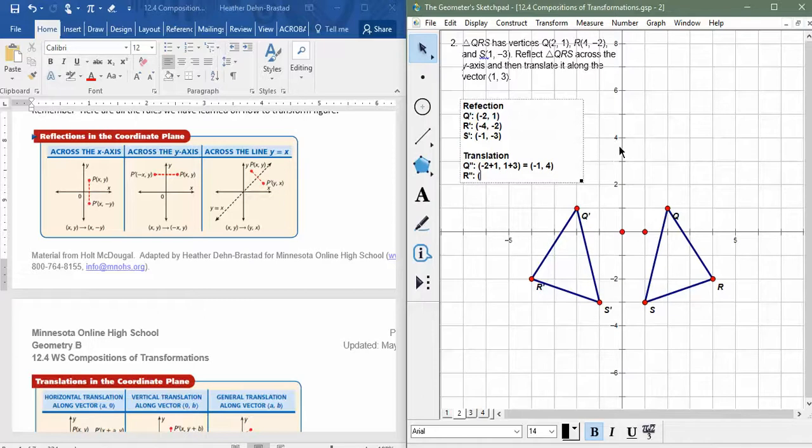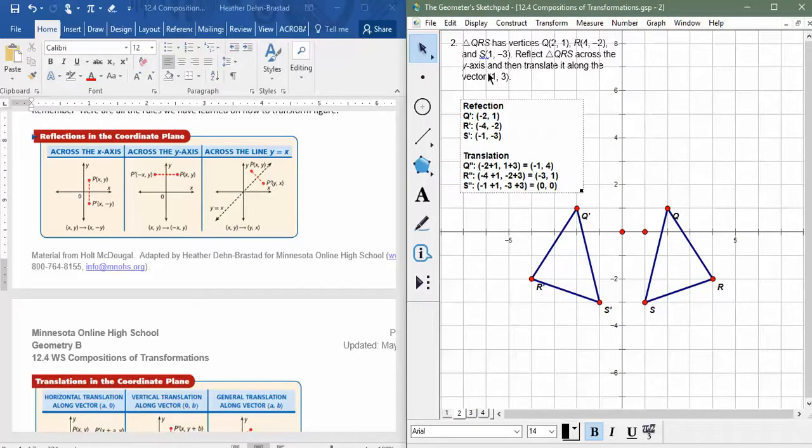So R prime x coordinate was -4, and I need to add 1 for the horizontal component, and its y coordinate was -2, and I need to add 3. And I simplify those, and I get -3, 1. And then for S double prime, I had the point -1, 3, but I need to add 1 to the horizontal component, and I need to add 3 for the vertical component, and that simplifies to 0, 0.